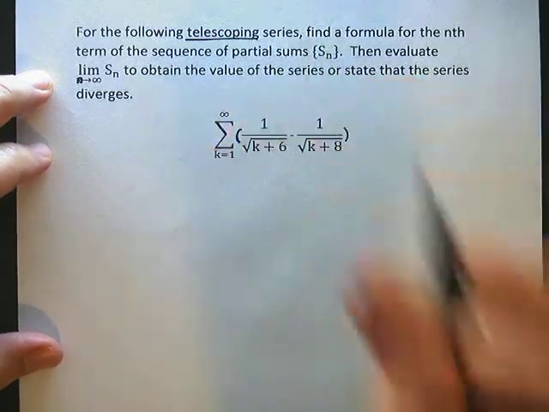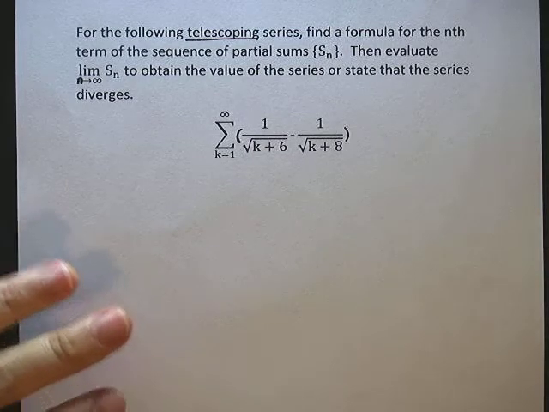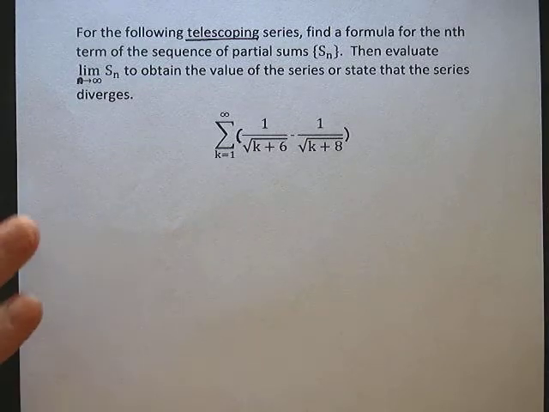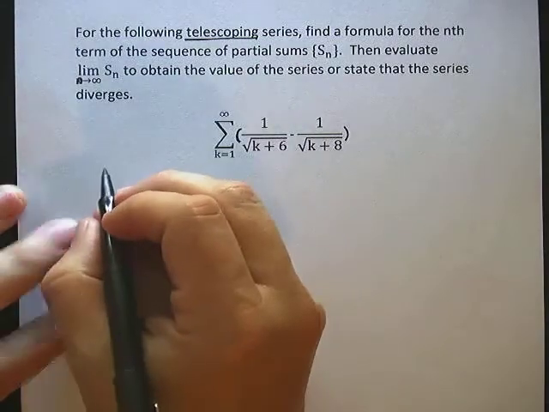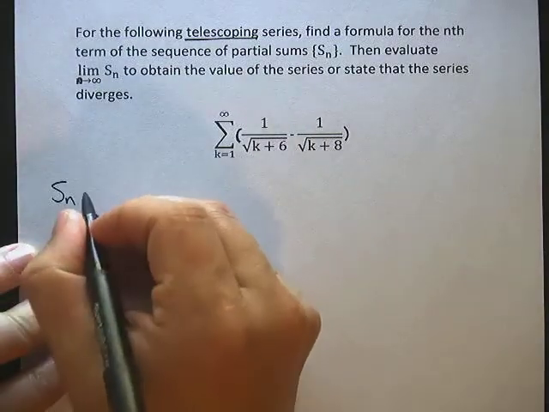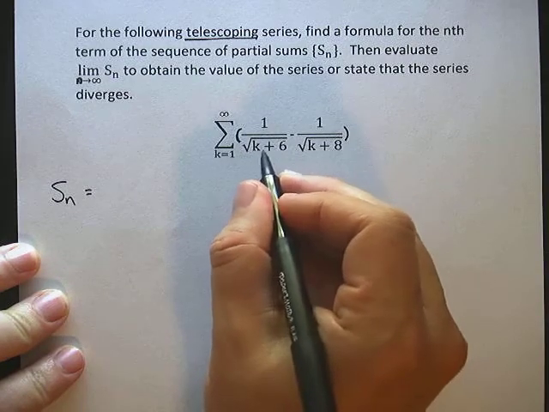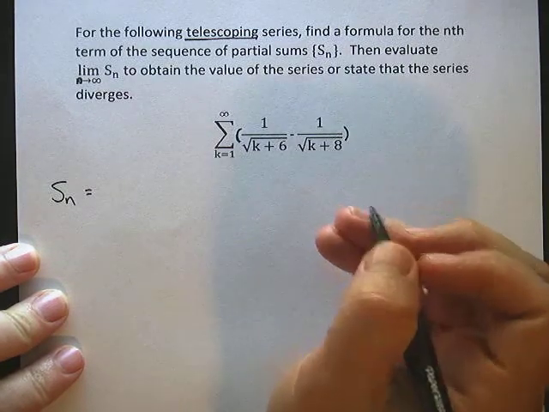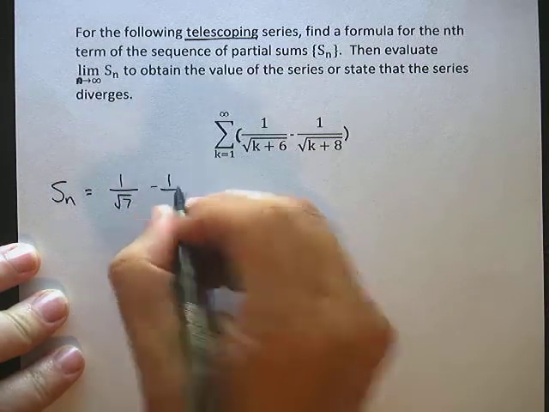What telescoping means is that if you write out enough terms, they're going to start canceling as you move out. The inner terms are going to cancel, and you're going to be left with a finite number of terms instead of an infinite amount of terms once the cancellation is done. So let's start writing out a few of these terms and see what happens. We'll call this S sub n. If we plug in a 1 here, this would give in the denominator a square root of 7, and then a square root of 9. So 1 over square root of 7 minus 1 over square root of 9.